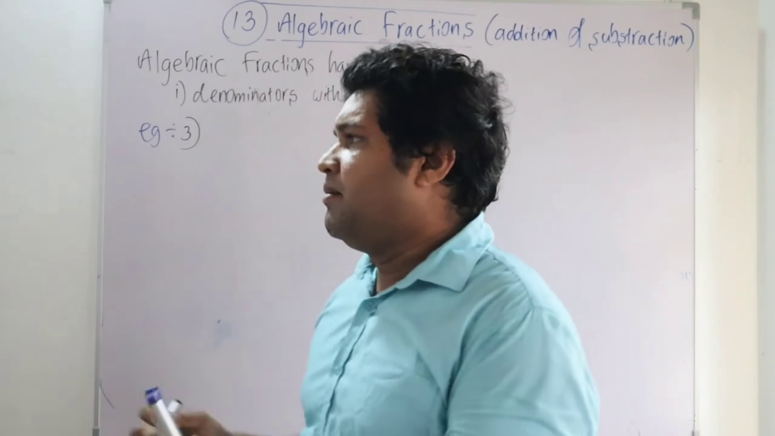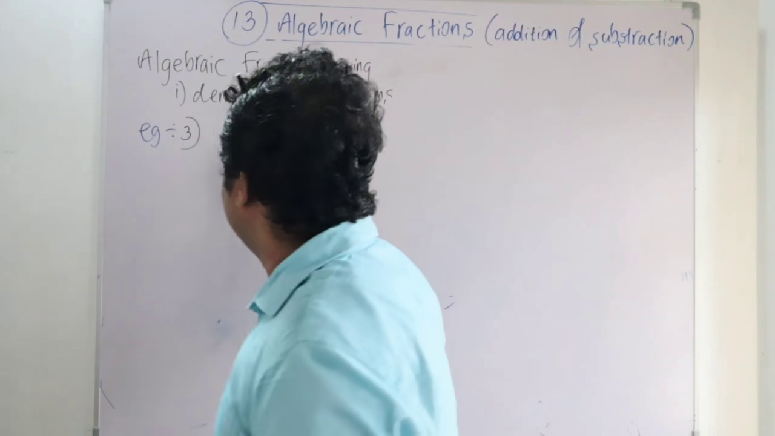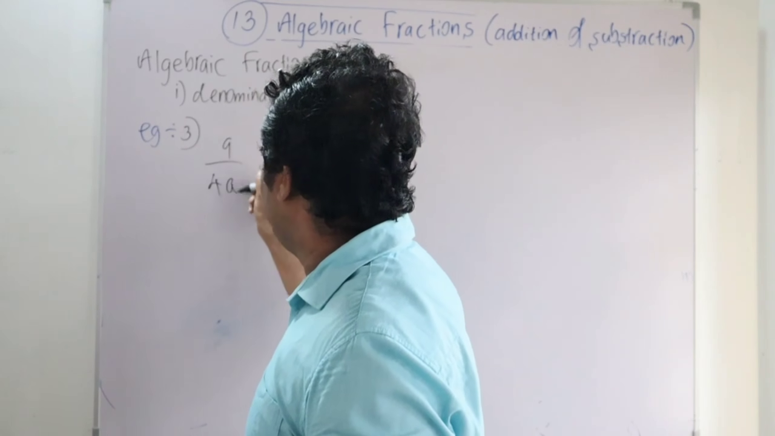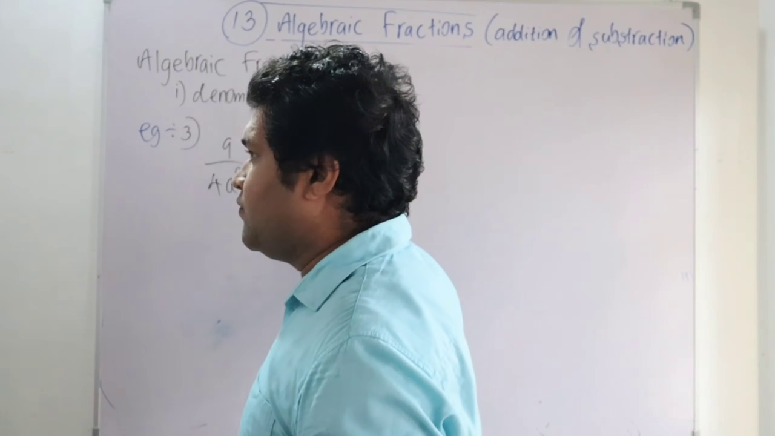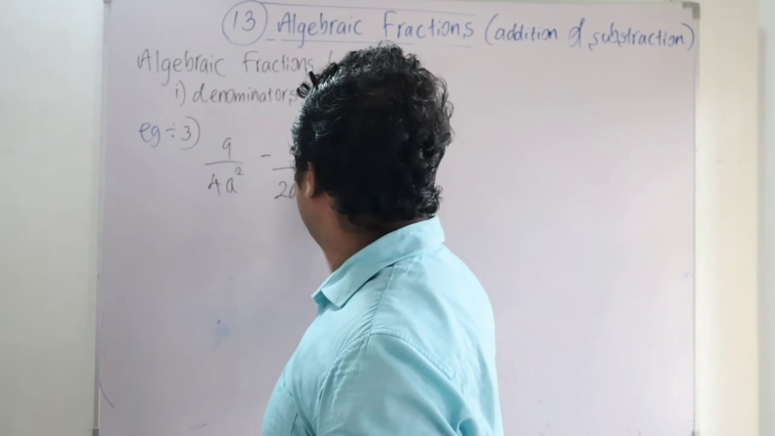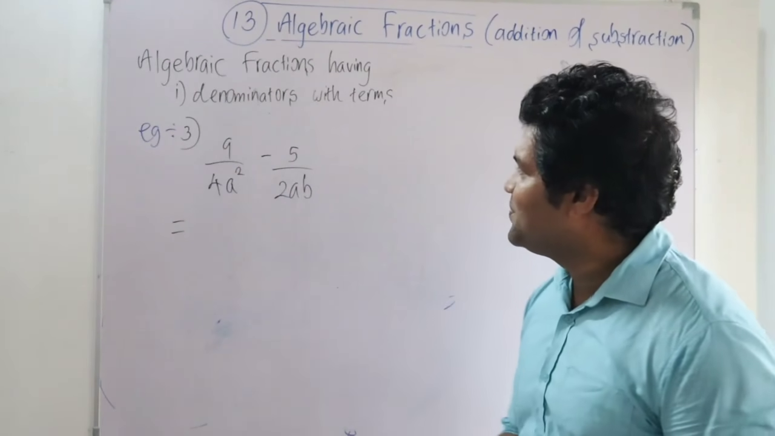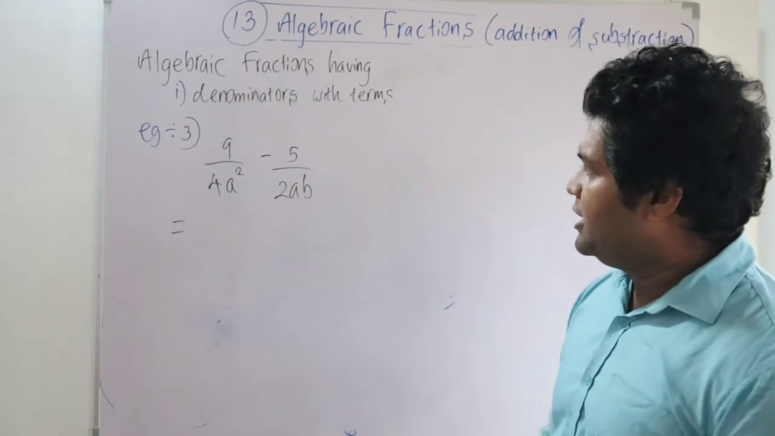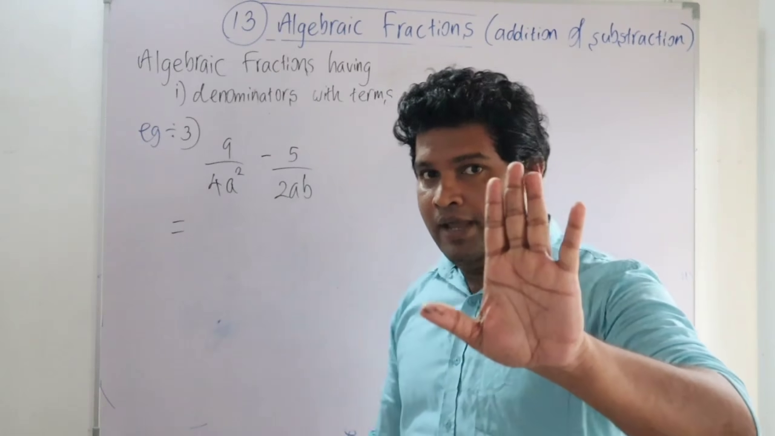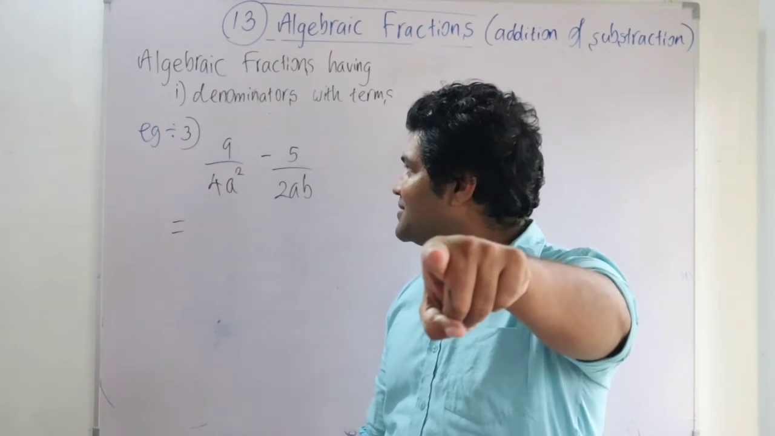I will give another example. 9 over 4a square minus 5 over 2ab. Oh no. What is going to be here? Right. Check the denominators. Right. Okay, I have to ask you a question.